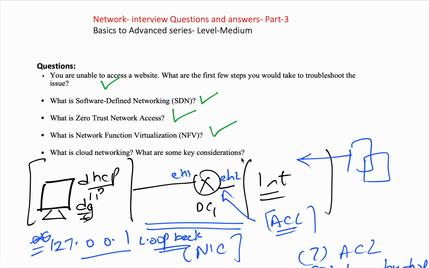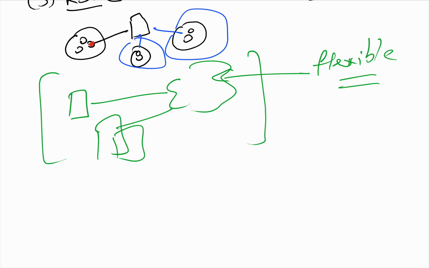What is cloud networking? What are some key considerations? Cloud networking refers to the infrastructure and services that connect cloud resources and enable communication between them and on-premise networks. For example, like we discussed, network function virtualization helps you virtualize applications that have been in physical mode. Now, you can't migrate all of them. Some physical appliances that you have, you want to connect them to your cloud.